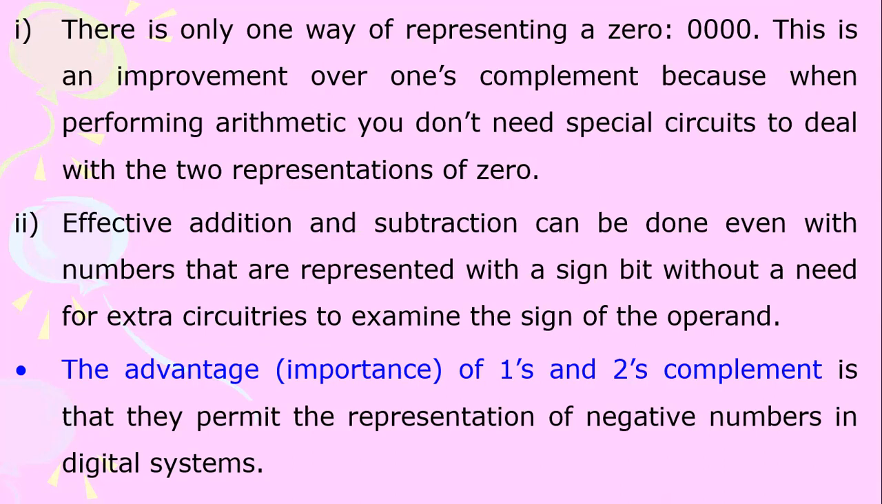Therefore, my dear students and the rest of the learners, it is important to note that the ones and the twos complement is very important because this is what permits negative numbers to be represented in digital systems. And this simplifies the representation.